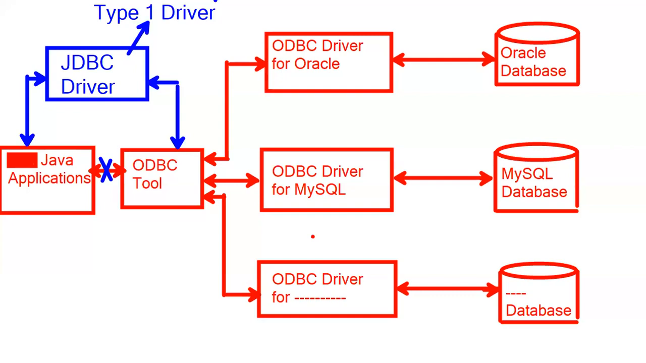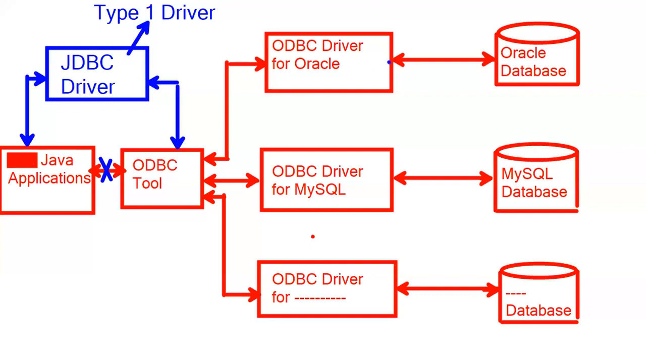Type 1 is required. If you want to use type 1, is ODBC compulsory? Yes. If you want to use ODBC, is JDBC type 1 compulsory? Yes. You cannot use other types. Type 1 only you have to use. If you are using ODBC, it means type 1. If you are using type 1, it means ODBC. Now, type 3 I didn't include.